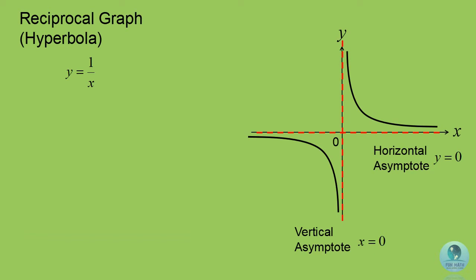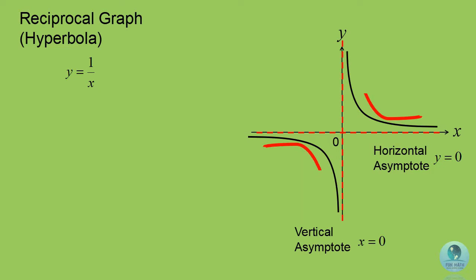This is a reciprocal graph or a hyperbola. Notice it has two asymptotes, horizontal and vertical asymptotes. An asymptote is a straight line where the graph approaches and eventually follows alongside, but it does not meet at any definite point. When x approaches negative infinity or positive infinity, y will be approaching 0.